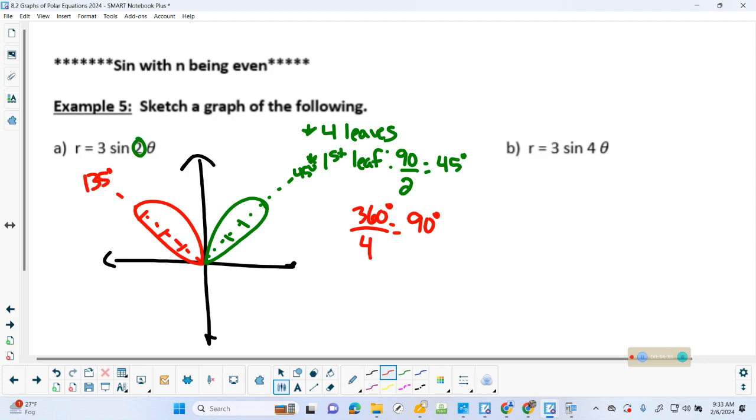Okay, add another 90. What's 135 plus 90? 225. 1, 2, 3. And of course, what's 225 plus another 90? 315.